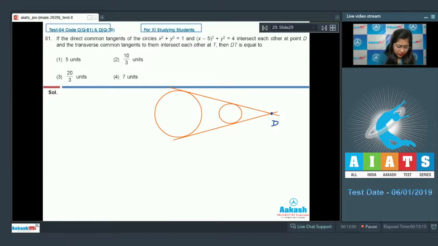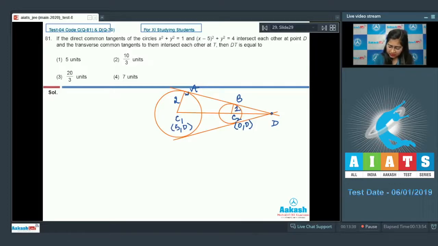Now let us say we join the centers of both the circles, which will also pass through the point D, and let us join these points also. Let us say this is C1, this is C2, and this is A and this is B, right? So we know the point C1 is (5, 0) and AC1 is equal to the radius, that is 2, and the point C2 is (0, 0) and the radius of the circle, that is BC2, is equal to 1.